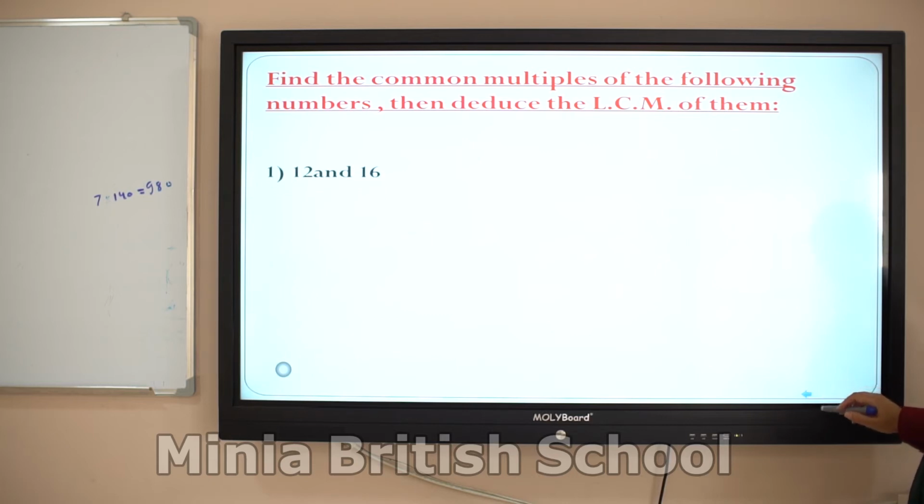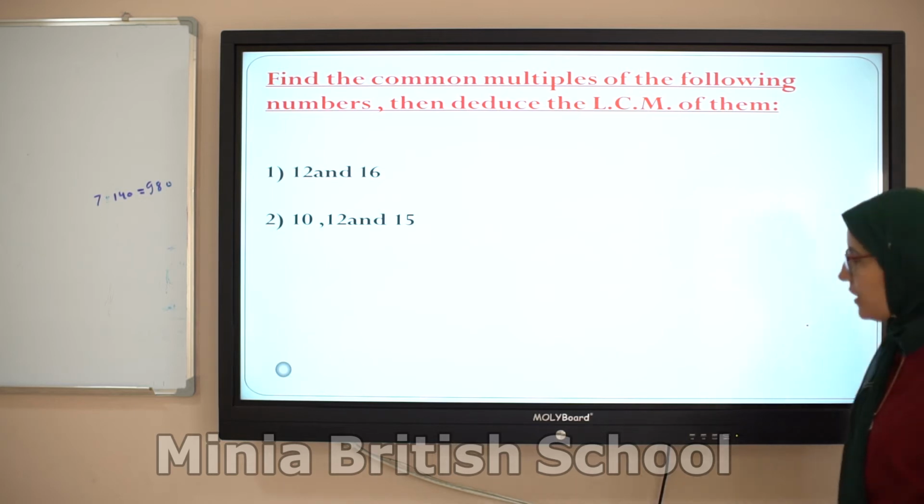Here we have 12 and 16. Number 2 we have 10, 12 and 15. Let's see the first one.